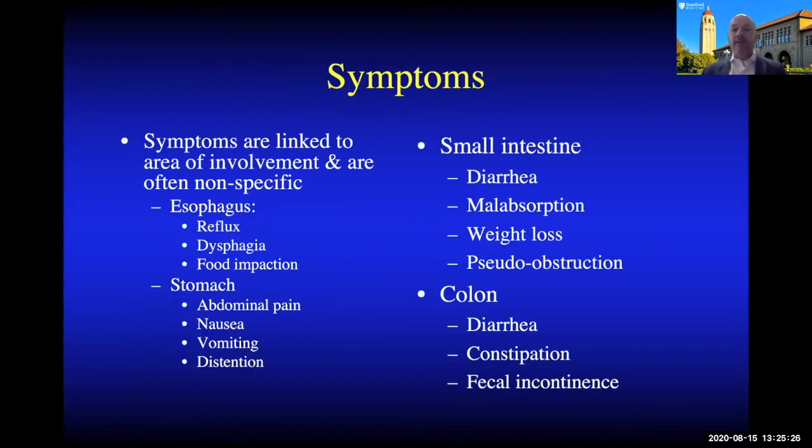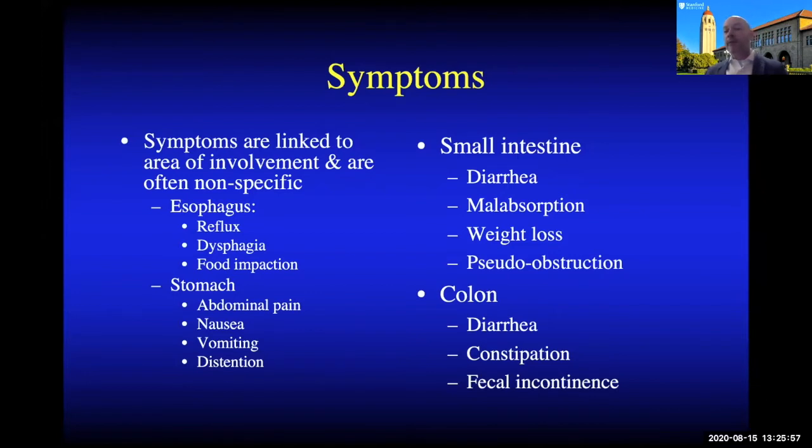Now, symptoms are often not specific with amyloid, but are more linked to the main area of involvement as well as the layer involvement. And so if we think about the esophagus, which is the tube that connects the mouth towards the stomach, if there's problems with the esophagus, we really tend to see two main issues. One is reflux, where things are going down and then coming back up. Then the other one is referred to as dysphagia, which is where there's problems swallowing and getting food down.